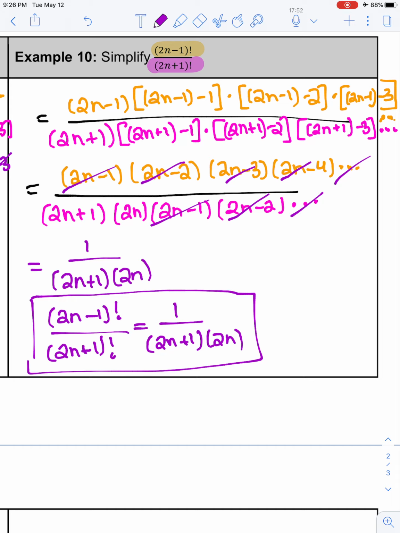Okay, at this point you guys have 4 practice problems that are pretty similar to these examples. So go ahead and try those out and let me know if you have any questions.